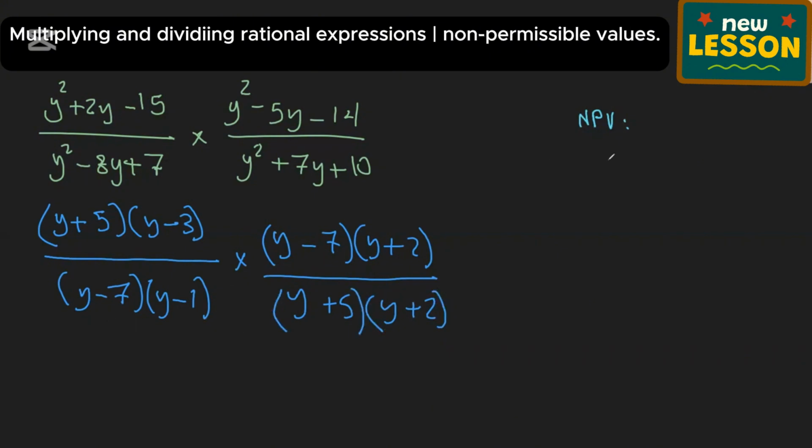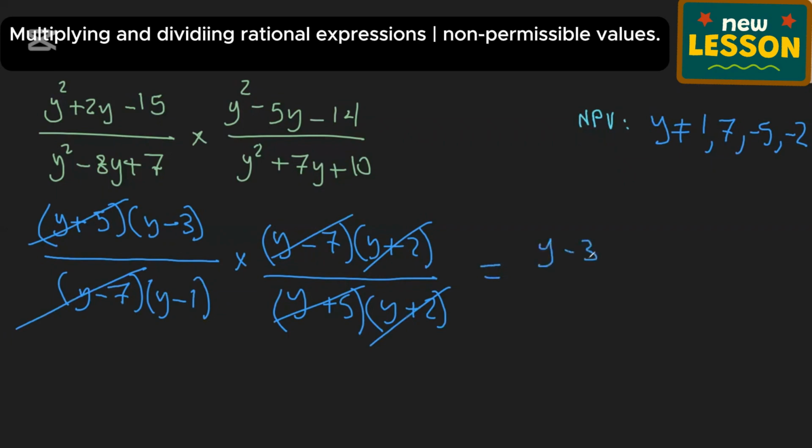All right. Now, non-permissible values, y cannot equal 1, 7, -5, and -2. So 7 makes this 0, 1 makes this 0, -5 makes this 0, and -2 makes that 0. So it's not dividing here where we have to do top and bottom. You just do bottoms when you're multiplying. Okay, and now you could just start reducing. This y minus 7 will take this y minus 7 away. This y plus 5 will take this y plus 5 away. Y plus 2 from here takes away y plus 2 from here. And my final answer is y minus 3, y minus 1.